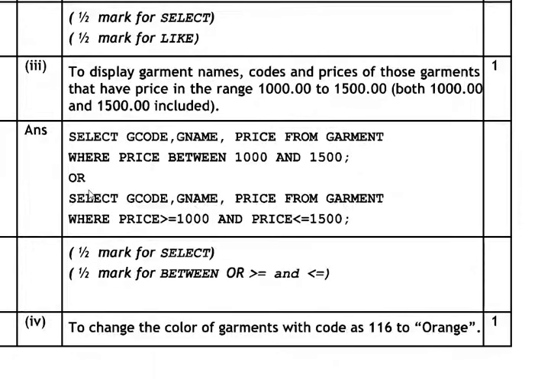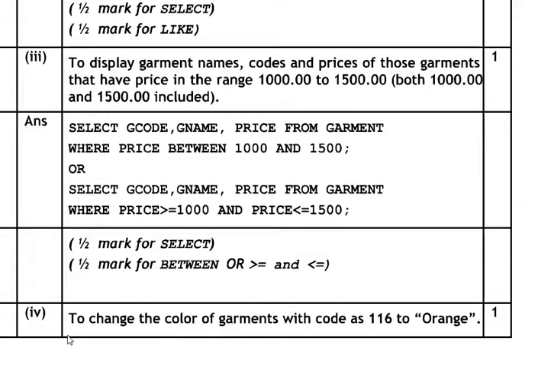Now moving to the next question, to change the color. Here you have to write a query to change the color of the garment with code 1162 to orange. That's also very simple. Here you cannot use a select query because you have to modify the existing data, and the command you are going to use is UPDATE, and UPDATE is a part of our DML or action queries. So let us see UPDATE.